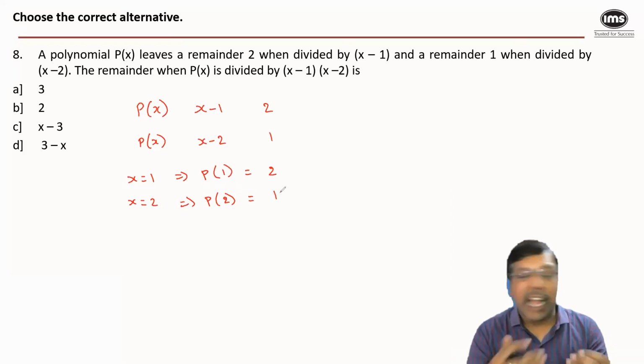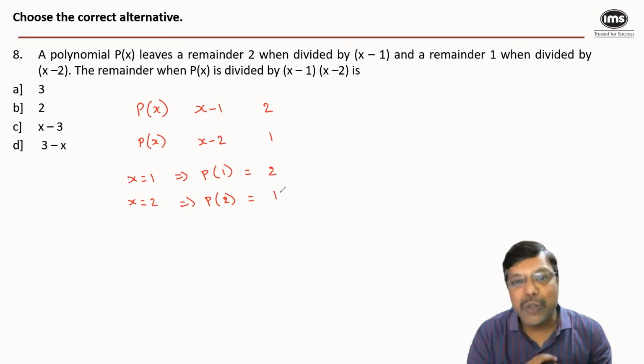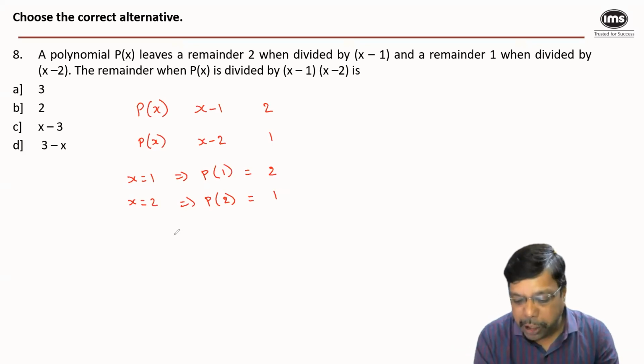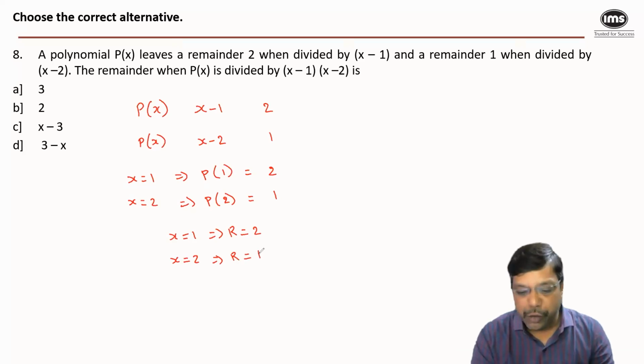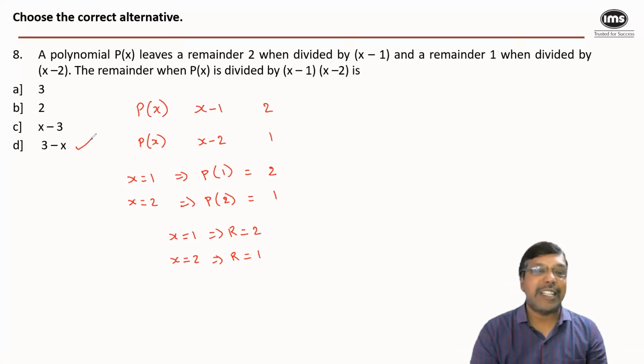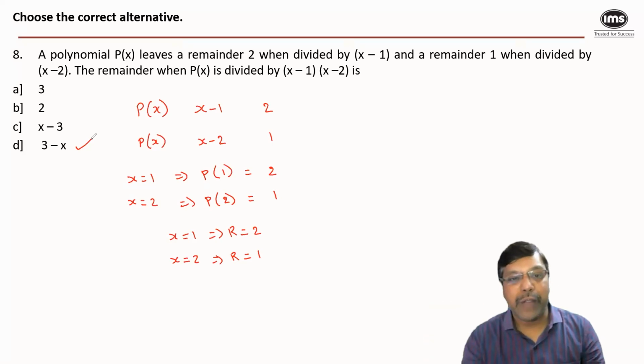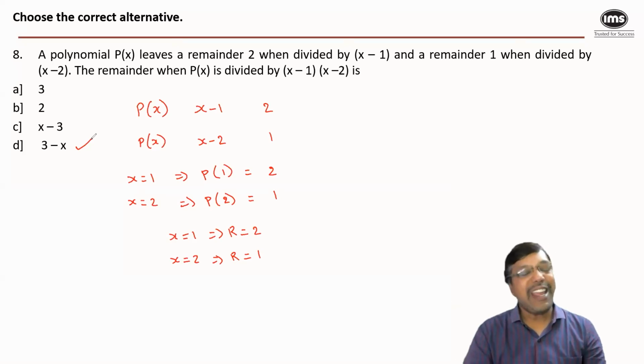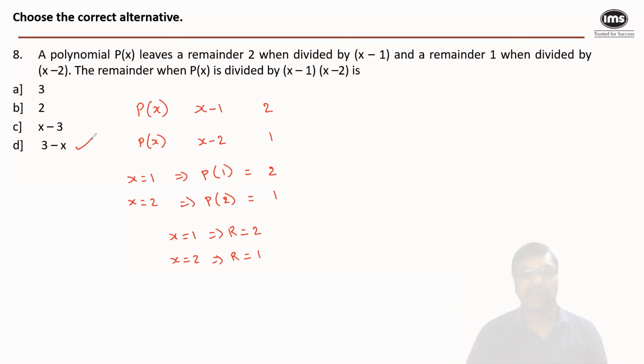Now let us see which answer option satisfies these two conditions. So substituting x equal to 1, I need to get a remainder of 2, and substituting x is equal to 2, I need to get a remainder of 1, which is satisfied only by option D. Hence, the remainder when p of x is divided by x minus 1 into x minus 2 will have to be 3 minus x.